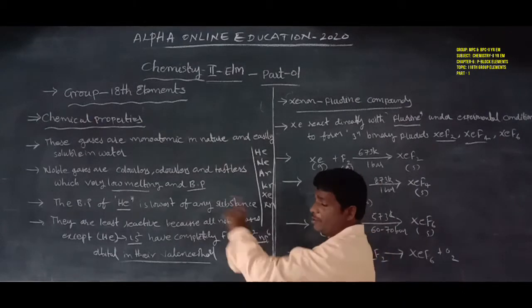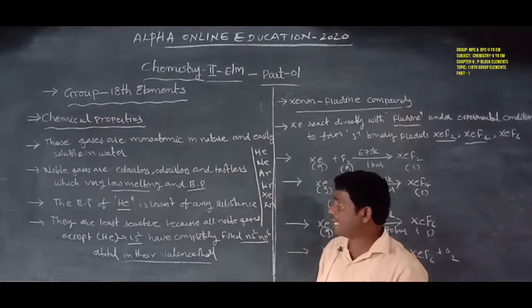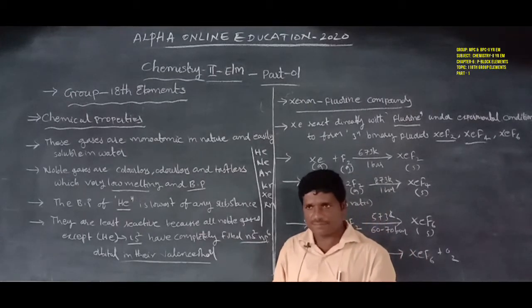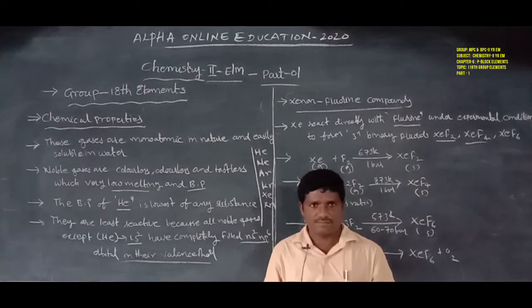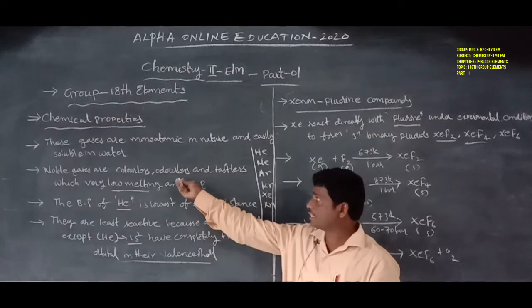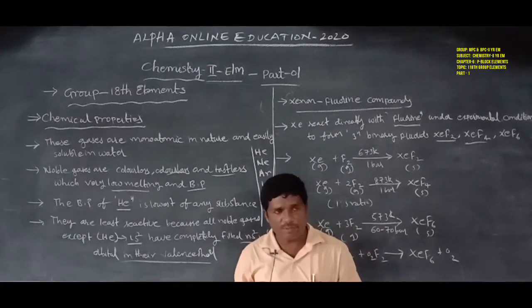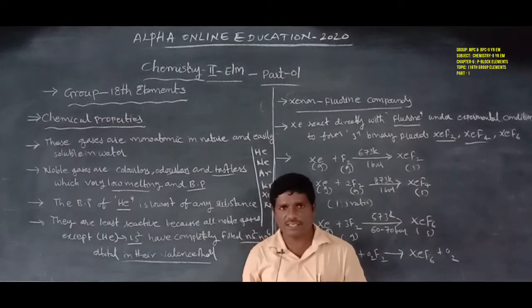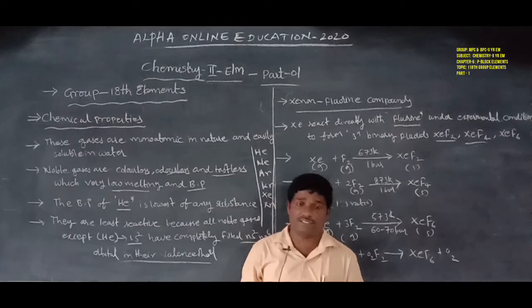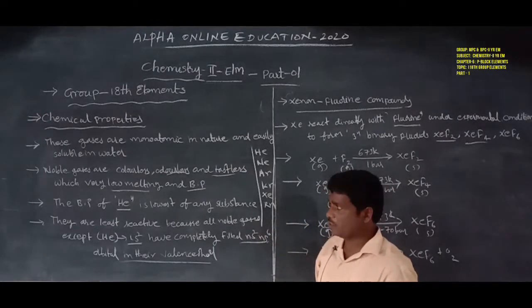Next, another one: the noble gases are colorless, odorless and tasteless gases. All noble gases are colorless gases, and no color exists. They also have very low melting points and boiling points. All noble gases have low melting and boiling points and are odorless, tasteless and colorless. That is the second property of the 18th group elements, or noble gases.